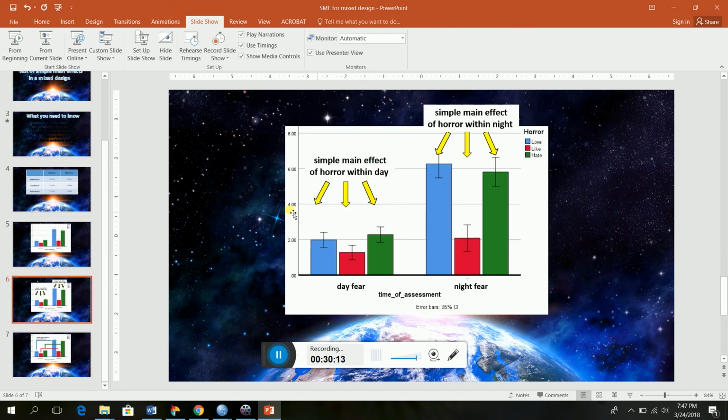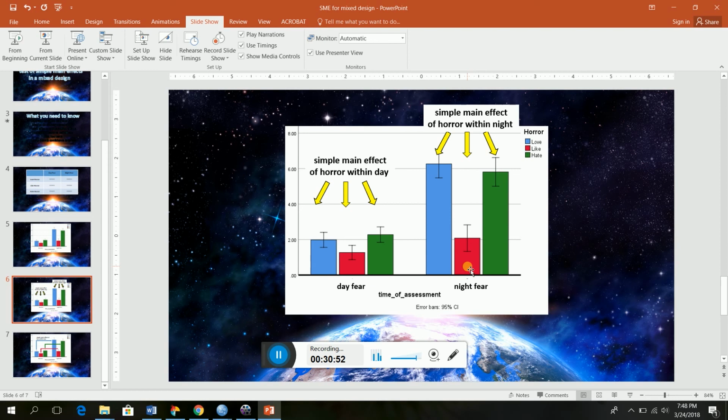We've also learned, if we go back one, through the first test of simple main effects that if you look at the people who hate horror movies and love horror movies, they are more fearful in the day compared to people who just like horror movies. Similarly, we have learned that compared to the people who just like horror movies, if you love horror movies or hate horror movies, you experience significantly more fear than the people who like horror movies.